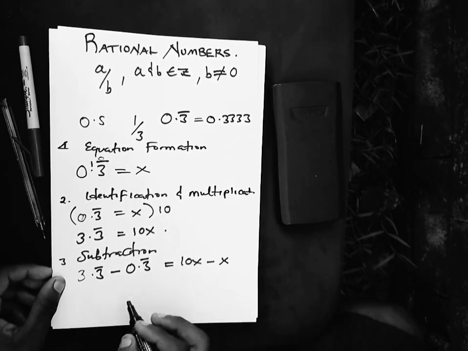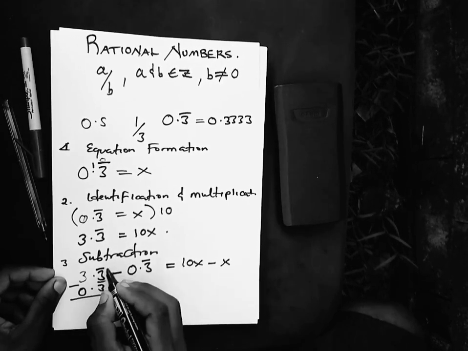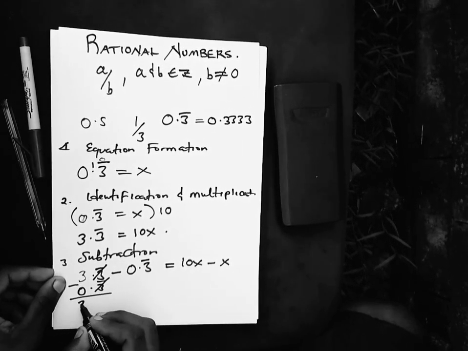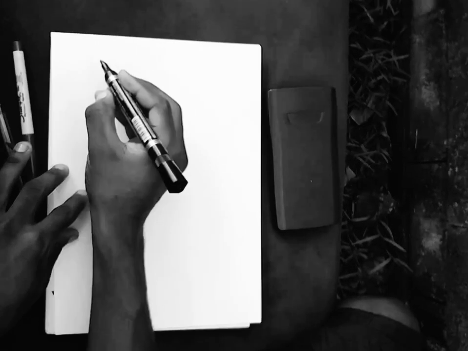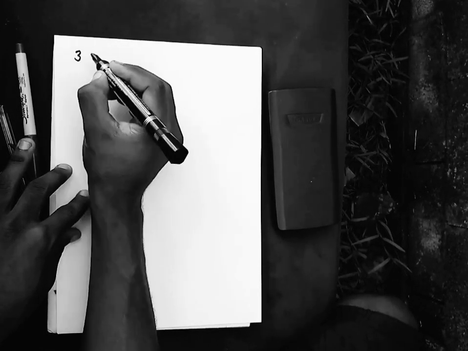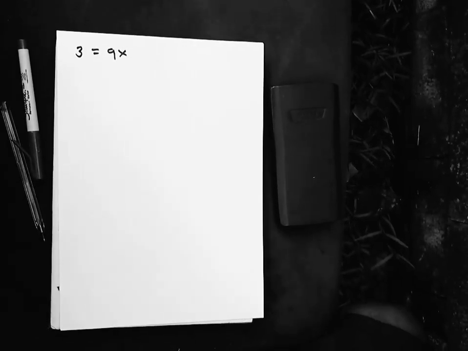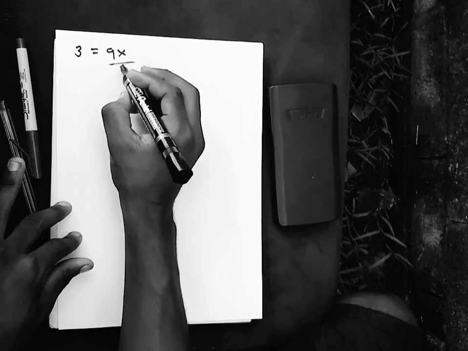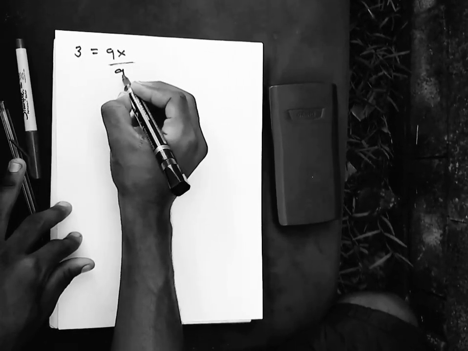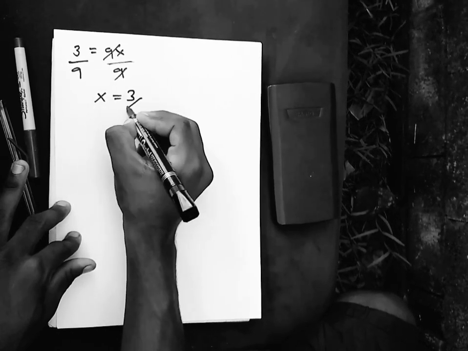And what do we get? We get, let's say 0.3 bar, we subtract, this cancels, so we get 3. This side we get 9x. So we've got 3 should be equal to 9x. Then we find the value of x by dividing both sides by 9. So what are we going to get? We are going to get that x is simply equal to 3 over 9.